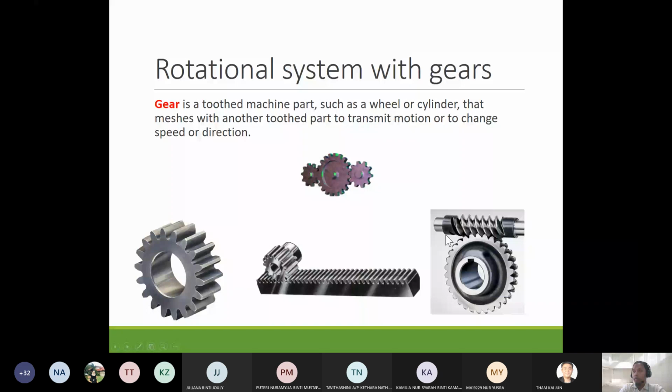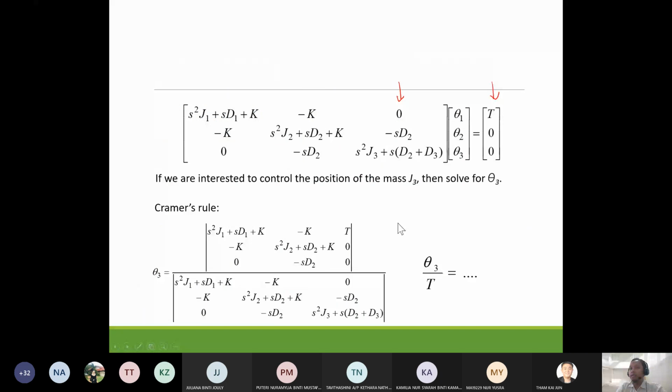Okay, so any question until here? No, sir. Okay, so I hope you already understand the similarity between translational mechanics and rotational mechanics without gearing. So the derivation process is similar. I hope you can understand until this section.